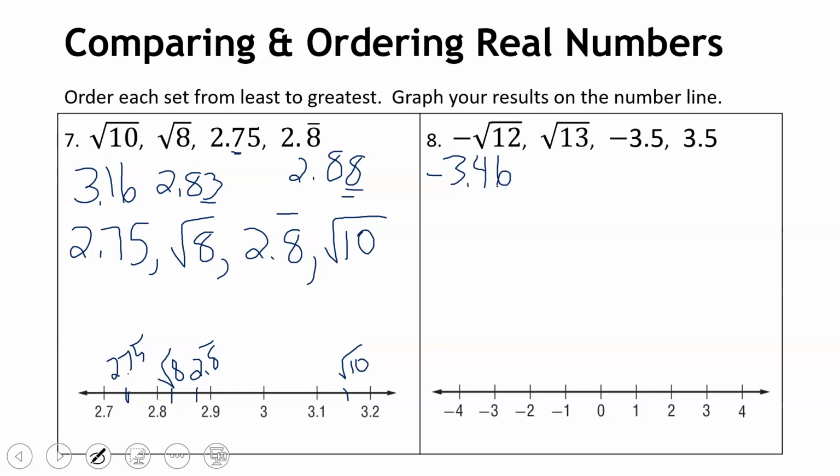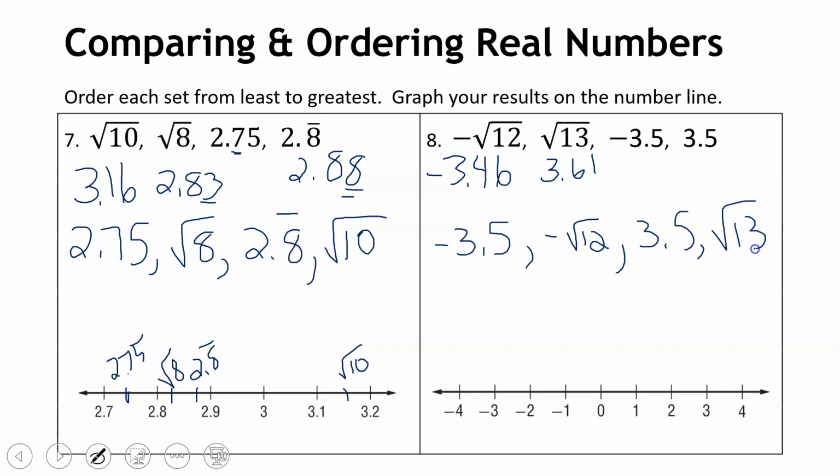And then we have a positive, the square root of 13, is approximately 3 and 61/100ths. So in order from least to greatest, our negatives would be first. And remember that negative 3.5 would be further to the left on a number line. That makes it smaller than the negative square root of 12, which would be next. And then positives, 3.5 is less than the 3.61, which was in the original format, the square root of 13.